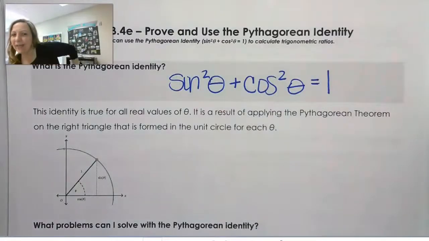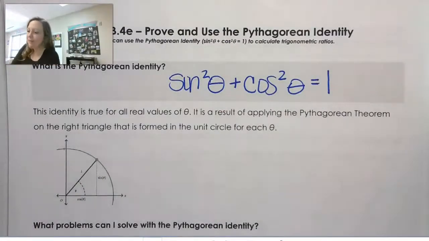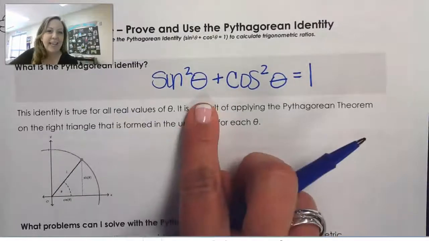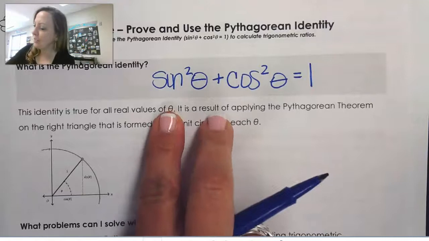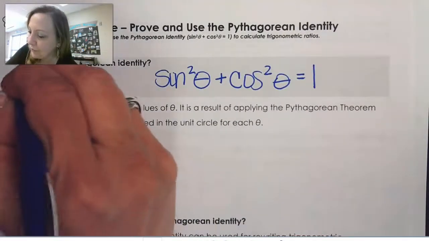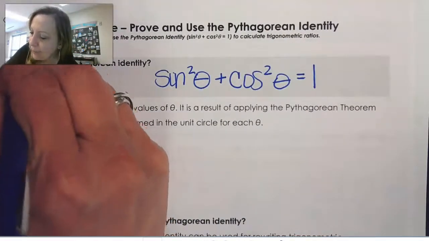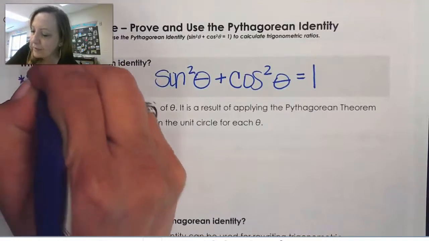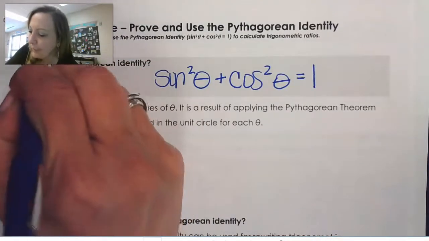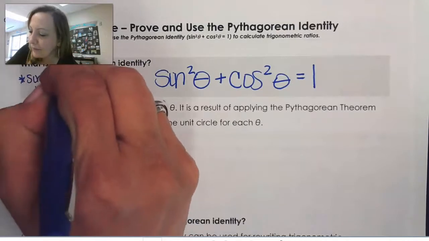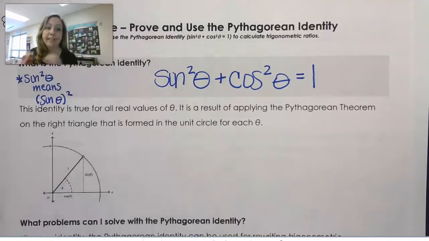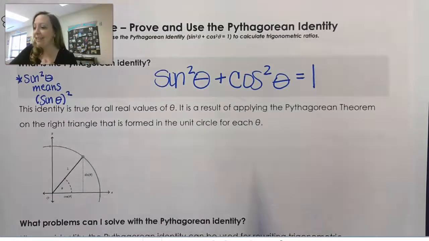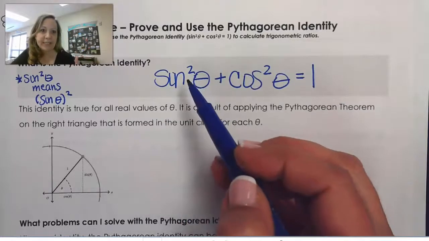Now, I feel like we haven't seen this notation, and I want to make sure you understand what this means. This doesn't mean that we're squaring sine. This is just another notation. So I'll make a little note here that when we see sine squared theta, this really means the sine of theta, that quantity squared, okay? When we write it like this, however, we don't need those parentheses.